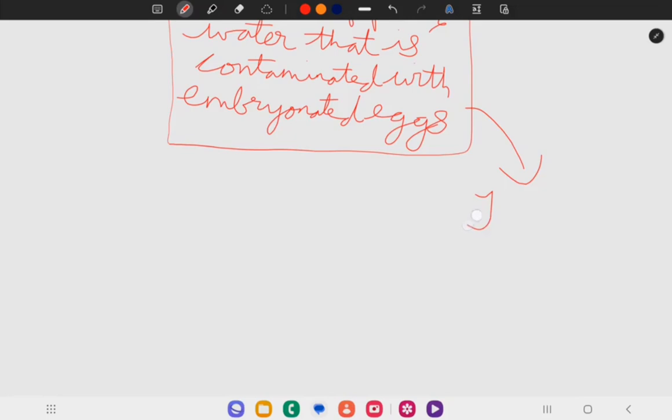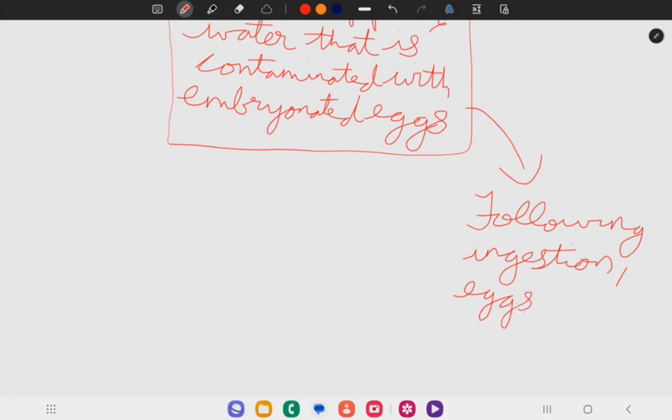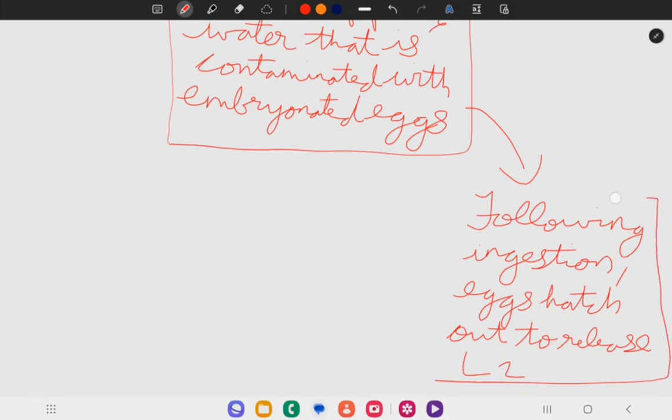Following ingestion, eggs reach the small intestine where they hatch out to release L2 larva. Eggs hatch out in the small intestine.